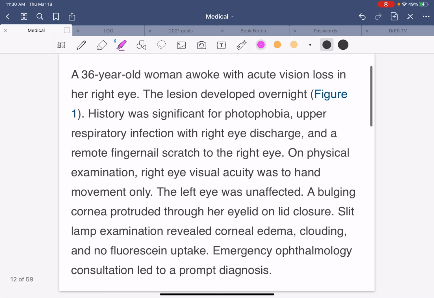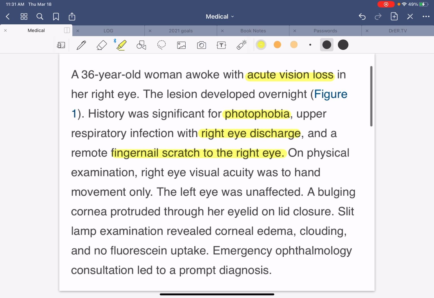This case is about a 36-year-old woman who awoke with acute visual loss in her right eye. The lesion developed overnight. History was significant for photophobia. That means she had fear of light, but it's really painful. It hurts for the light to shine in her eye. She had an upper respiratory infection with right eye discharge and a remote fingernail scratch on the right eye.